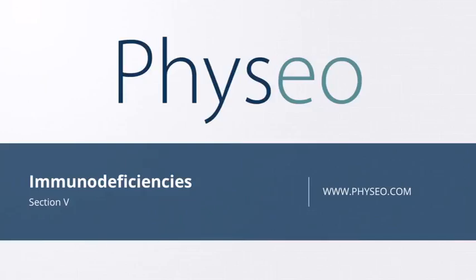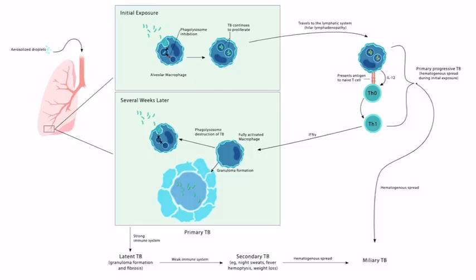Welcome to section 5 of our chapter on immunodeficiencies. In this section, we'll be discussing IL-12 receptor deficiency. Let's get started. Before we discuss the image mnemonic, I think it would be helpful to take a step back and understand the role of IL-12, specifically with regards to TB.